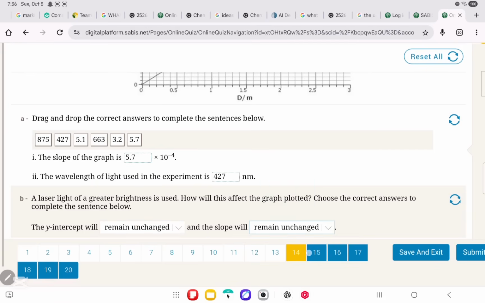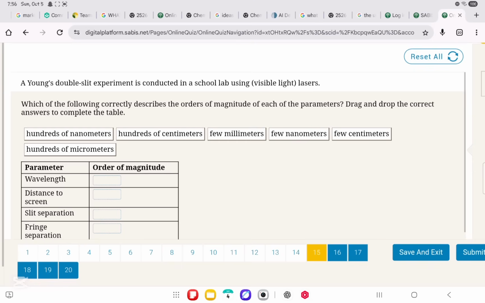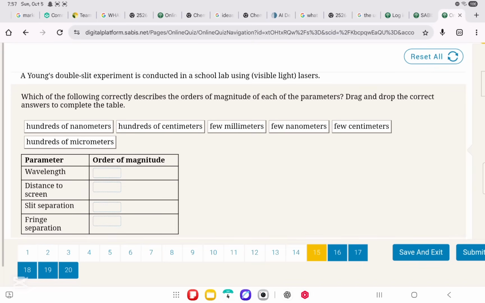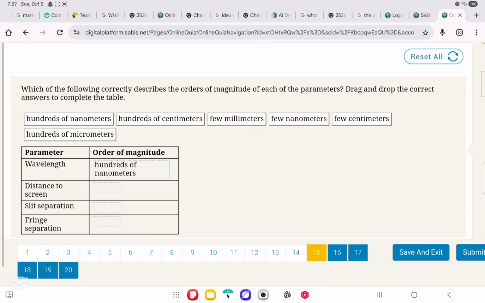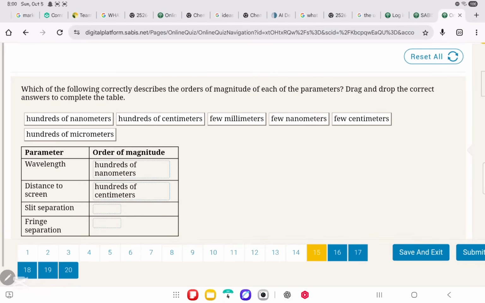We move on now to question number 15. What does it say? It says, which of the following correctly describe the orders of magnitude of each of the parameters? Wavelength is always hundreds of nanometers. The distance to the screen is always what? The distance to the screen is always hundreds of centimeters. The slit separation is hundreds of micrometers, and then the fringe separation is always a few millimeters.